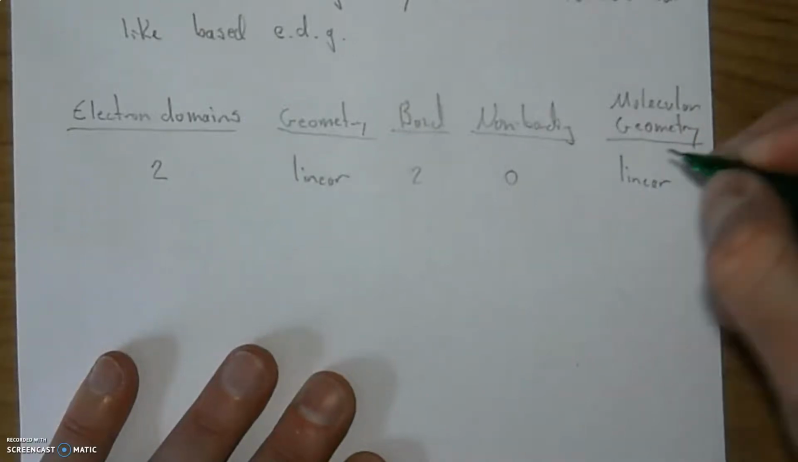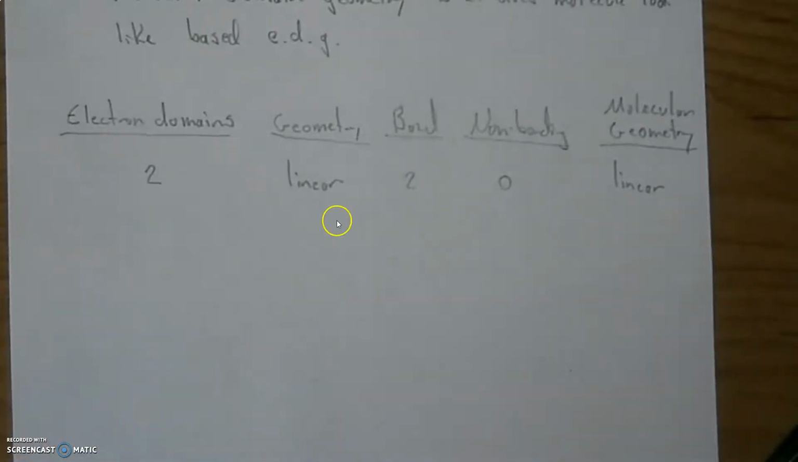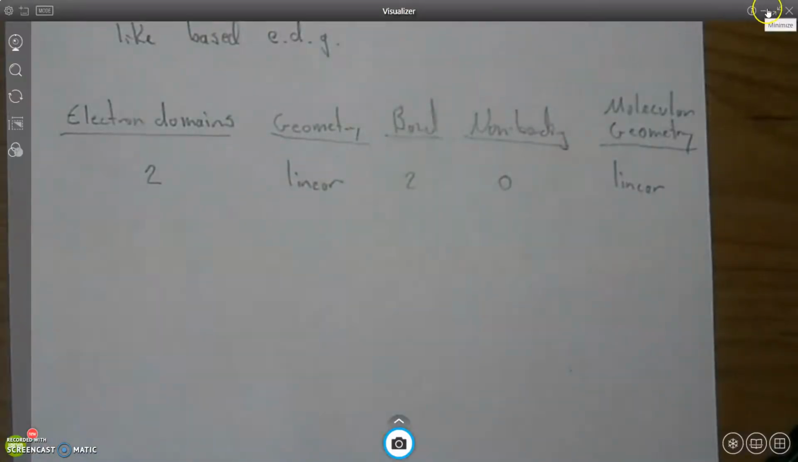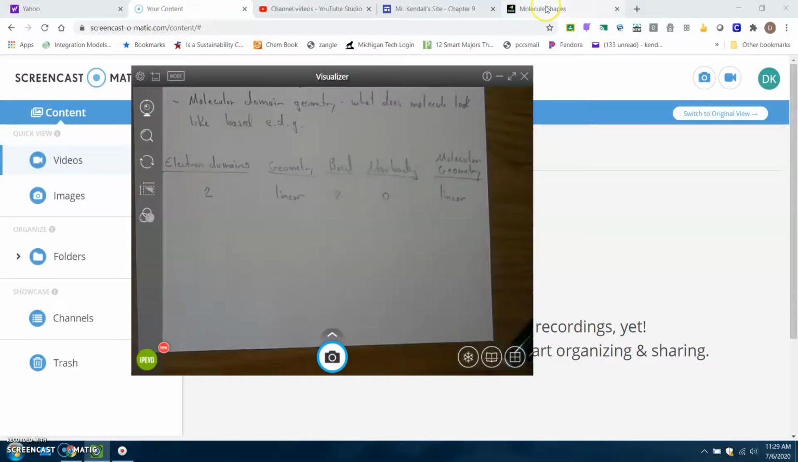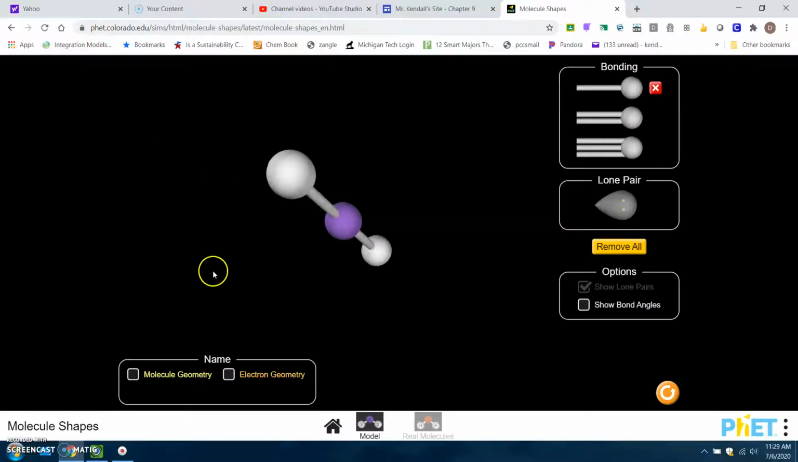So again, me just writing this down probably doesn't mean anything. Let me bounce over to another site, minimize this, and pull this up. This is the PhET site. So if you just did a Google search for PhET and then molecular geometry, you could pull up this site here. So this is what I was just referring to.